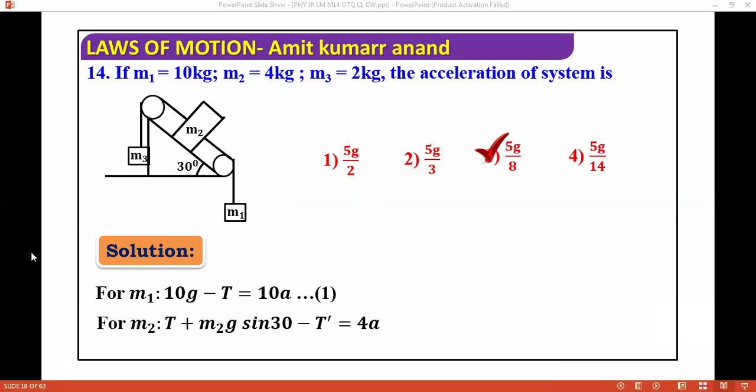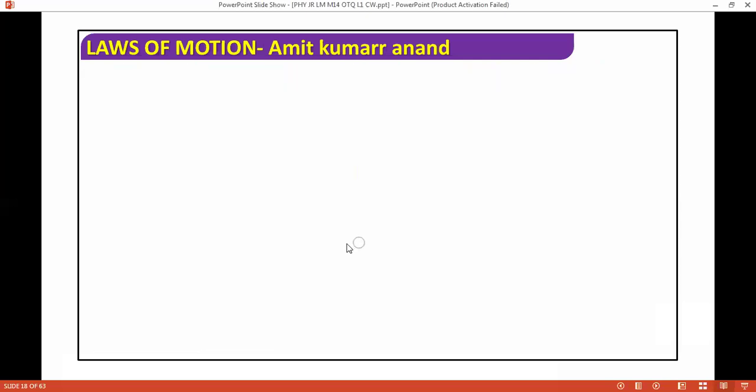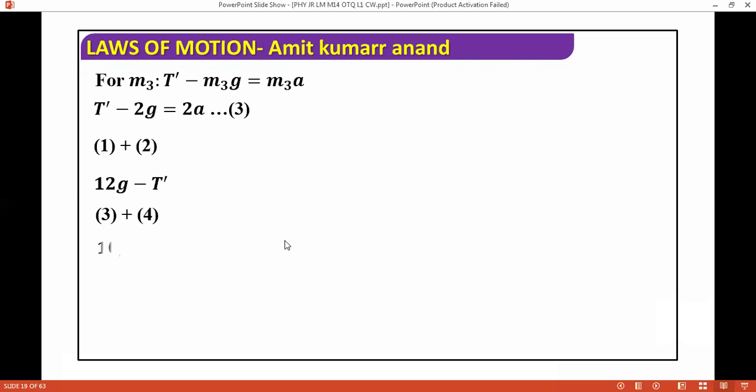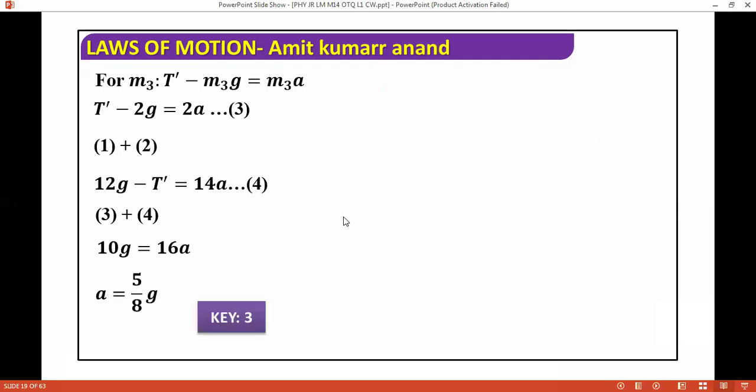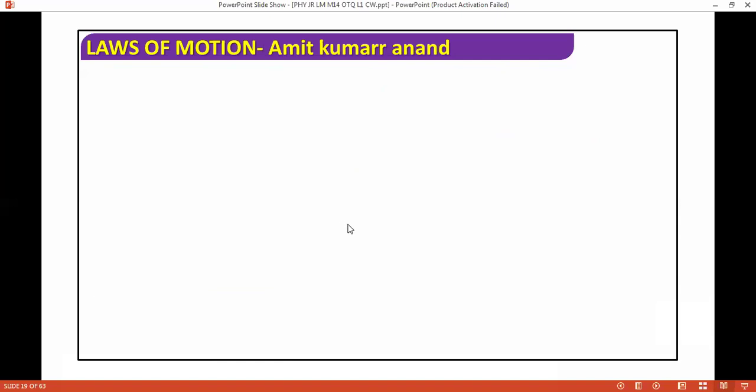I explained all the concepts. As a conclusion, you can form the third equation as well, M3 into a, and you will solve this. After solving, the answer will come like this: acceleration is 5/8 g. So the answer key is the third option. Next, we are moving to the next question.